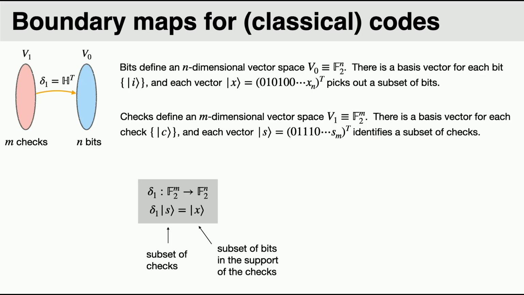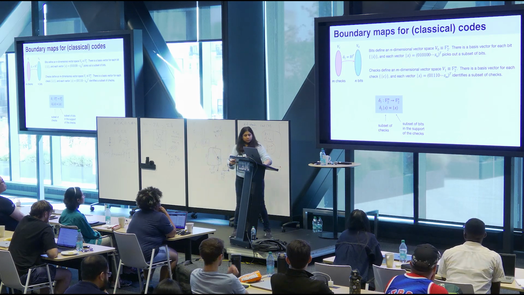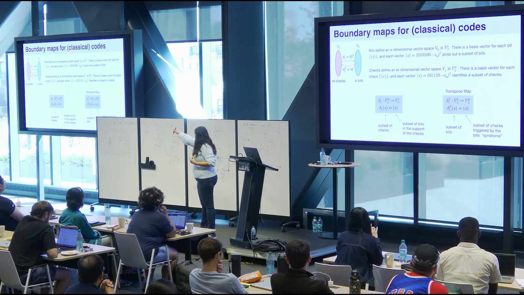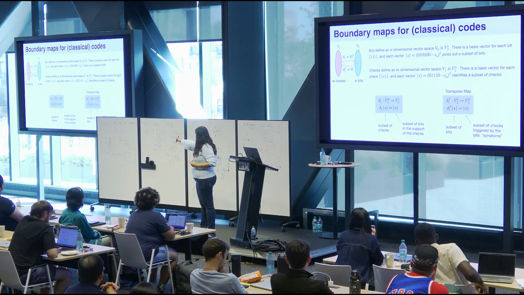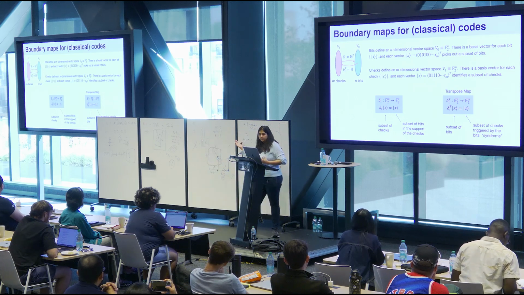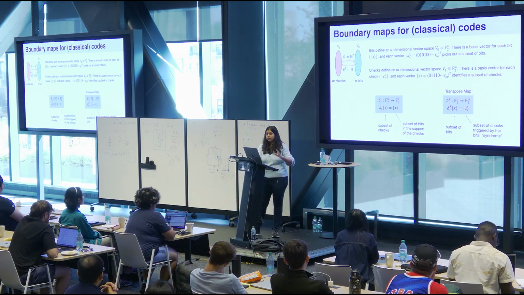Okay, so if I act on a syndrome vector with this delta 1, which is the map, then I know what the subset of bits in the support of the checks that I selected is. And the converse is if I act on some configuration of bits with the parity check matrix, then I'll know which syndromes are violated in those bits. Okay, so there are these maps that go back and forth between the bits and the checks.